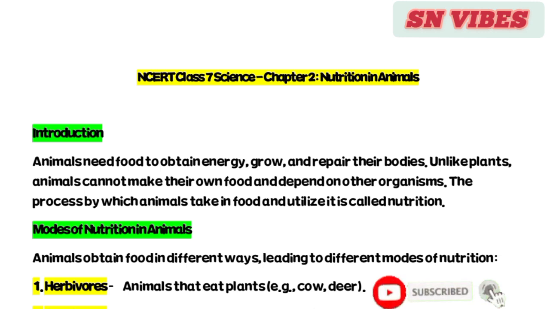Unlike the plants, the animals cannot make their own food, right? Plants can prepare their own food with a process called photosynthesis. But in the same way, animals cannot prepare their own food. Actually, they depend on other organisms. It can be animal organisms or else plant organisms.